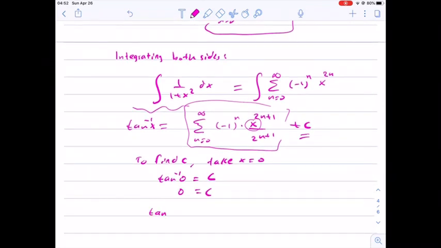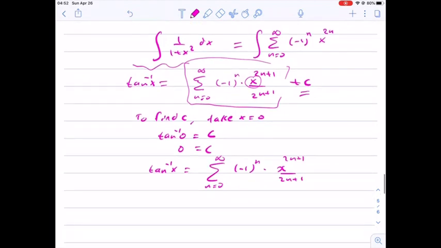So we get tan inverse of x equals the series n equals 0 to infinity negative 1 to the power n x to the power 2n plus 1 over 2n plus 1. Now here it's not easy to convert this into n because of the 2 being multiplied by n. That means we don't need to worry about this. We just leave it in this form. But this is convergent if the absolute value of x is less than 1, and 1 is the radius of convergence.